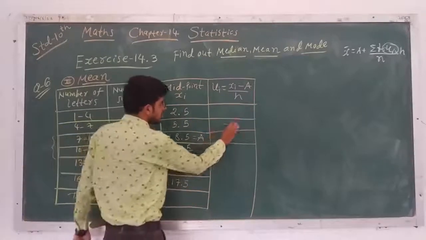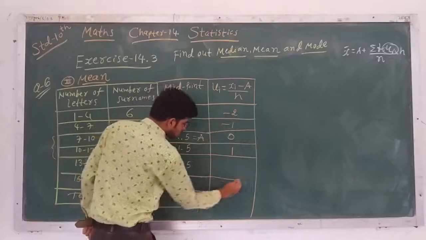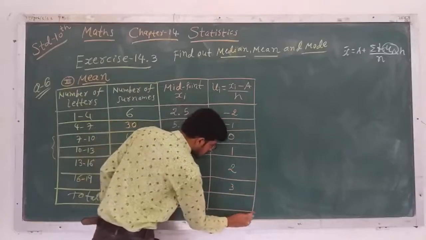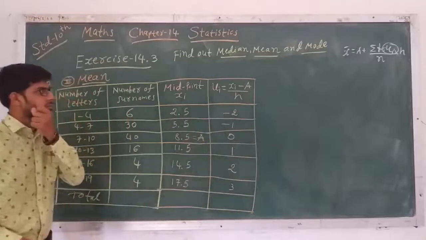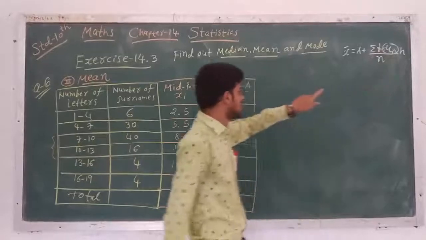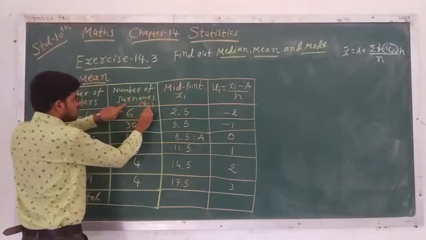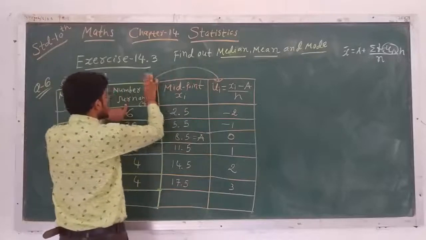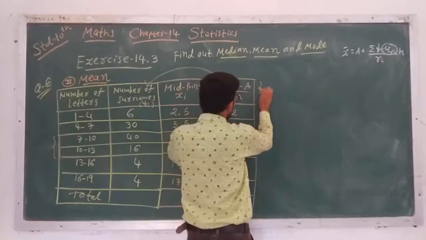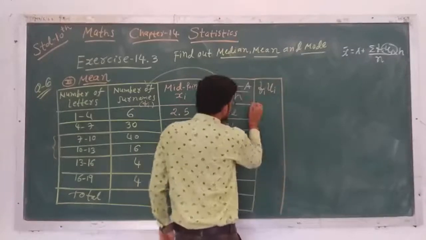Here the values are -1, -2, 1, 2, 3. Okay, what is the next column? We have to find fi ui. The number of surnames gives fi. So we multiply these two columns. The next column is fi into ui, so write down fi ui.